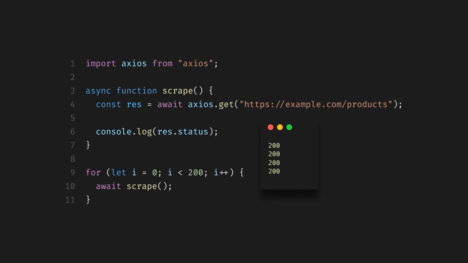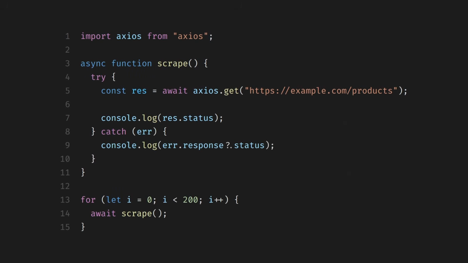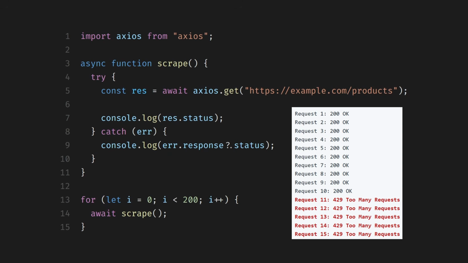At first, everything works, but eventually we start seeing this. To make that easier to see, let's add some basic error handling. Now, if the website starts rate limiting us, we'll actually see it. Nothing about our code is wrong. The website simply doesn't want hundreds of requests coming from the exact same IP address. This is exactly the situation developers run into when building web scrapers.